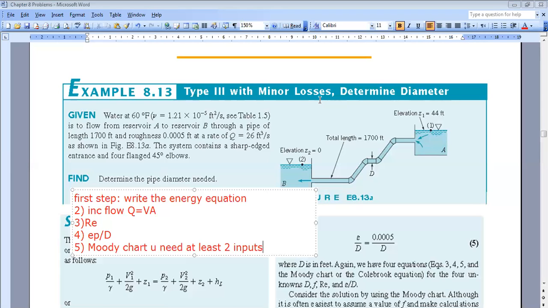Here in this problem, I assume D, okay? Because I assume D, I will calculate, based on D, my other parameters, which are f and Reynolds, and then the Moody chart will give me a new value of D. In case I assume f, for example, then what should I do? Then, assuming f, I calculate Reynolds, I calculate epsilon over D, and from the Moody chart, I get a new f, and then I compare, okay? So if you assume f, then Moody will give you a new f. If you assume diameter, the Moody chart will give you a new value of diameter. And always you compare your assumption with the value you obtain.